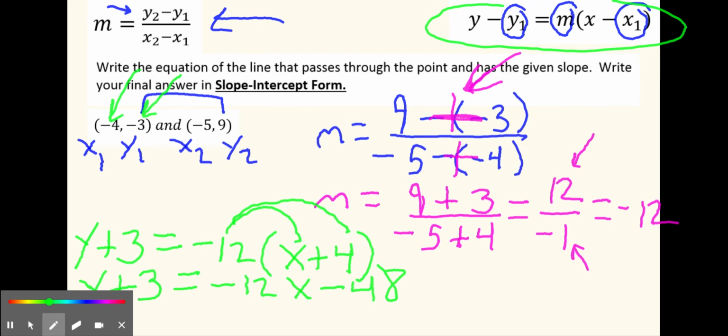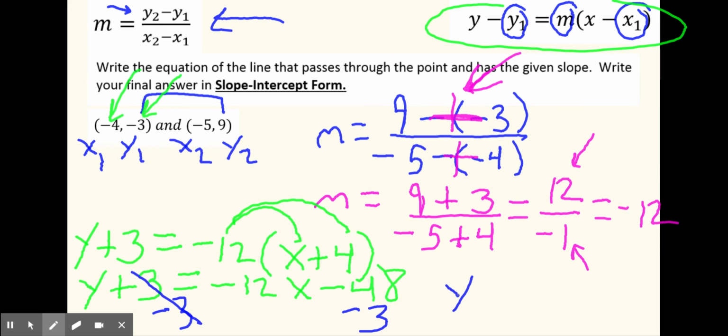Now there's really only one step in which to solve now for y. If that was y plus 3, we need to subtract the 3. So your final answer really is going to give us y is equal to -12x minus 51.